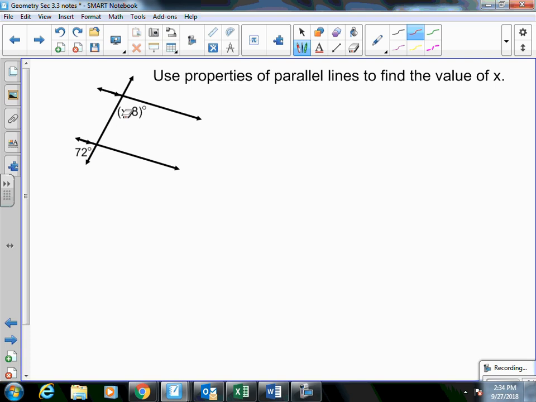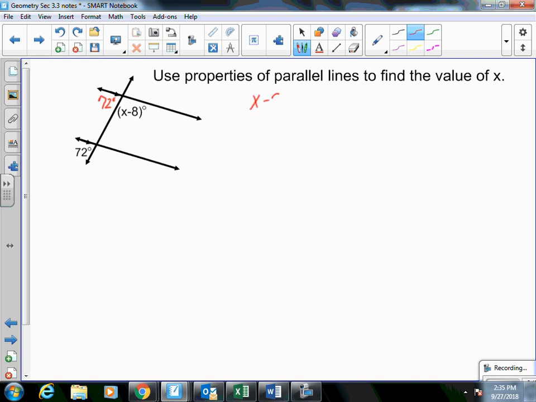So which one are you saying corresponding? 72 with this angle? All right, so 72 corresponds with that angle there. So since these two are corresponding angles, they're both 72 degrees. And now what do we know about these two together? They're a linear pair, which means that they have to have a sum of 180 degrees, right?